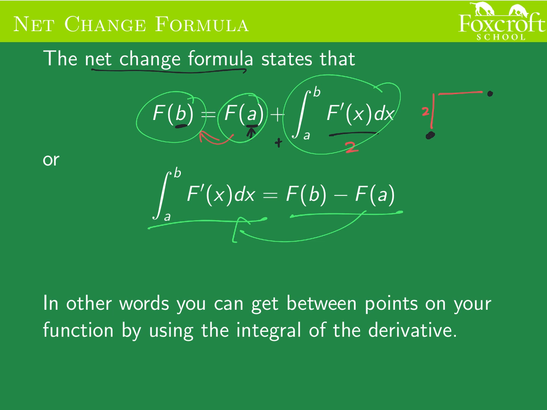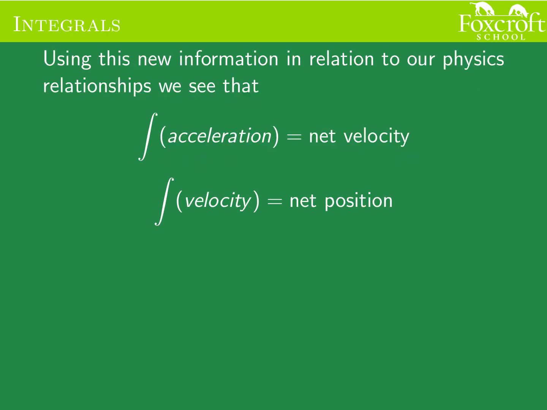But we can use an integral of the derivative to get us between two points. This is the way we're going to think about the net change formula to relate it to acceleration and velocity. So using this information, acceleration would be our f prime of x, and velocity is our f of x. If we take the integral of acceleration, that's going to be the difference of the velocity, so the net change in velocity from the start to the finish.